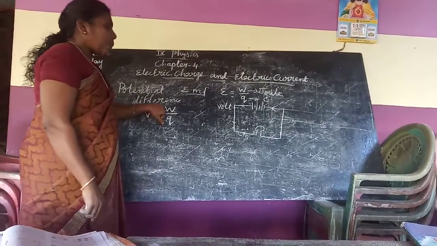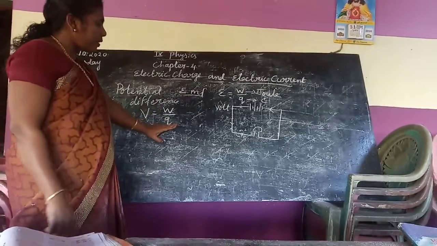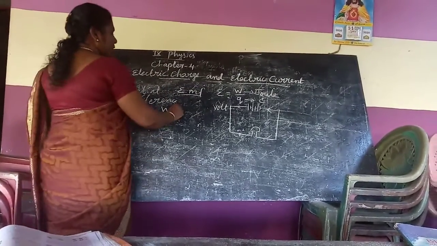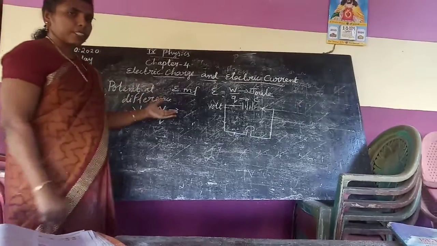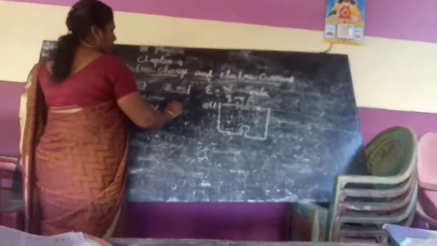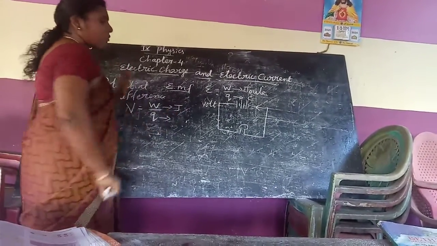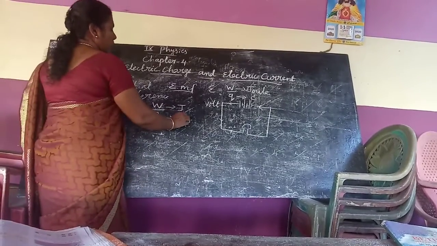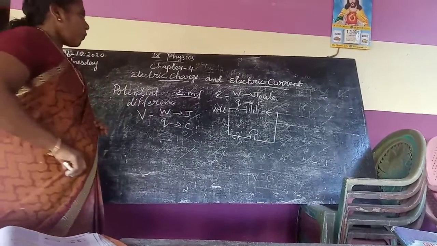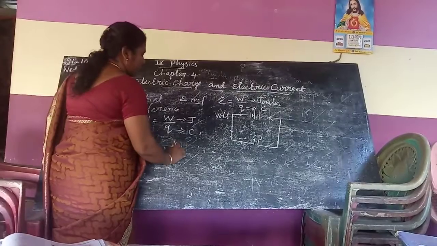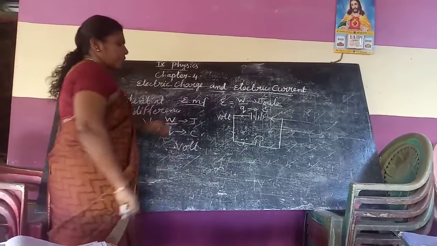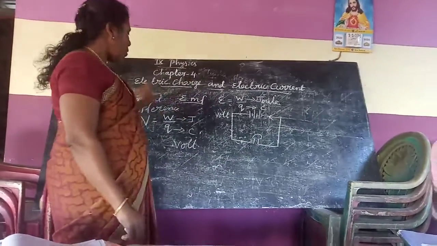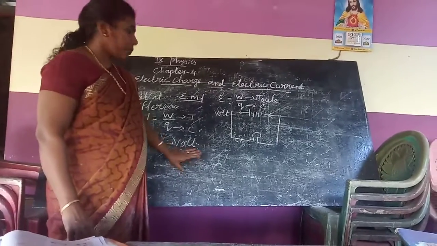W means work done, Q means charge. What is the unit of work done? Joule is the unit of work done. What is the unit of charge? Coulomb is the unit of charge. So here also the unit of potential difference is volt. The unit of EMF is also volt, and the unit of potential difference is also volt.